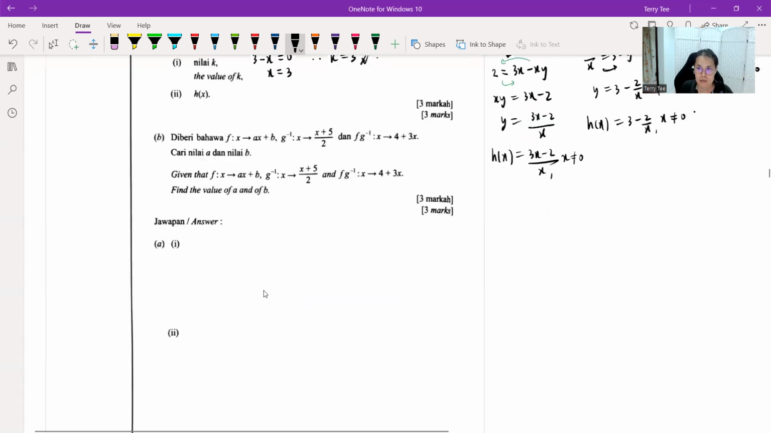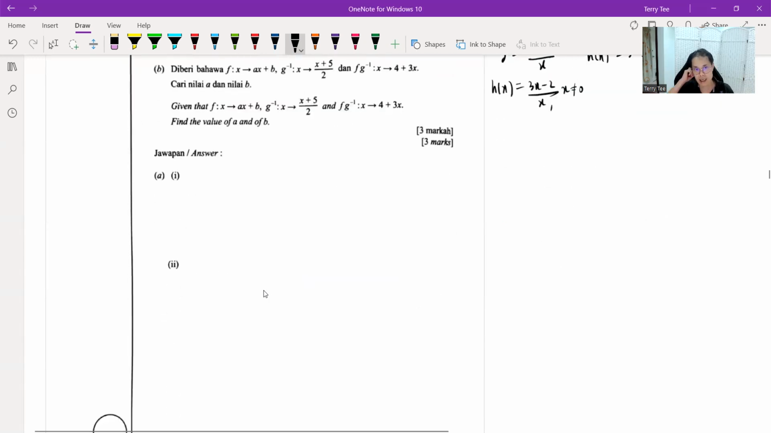All right, move on to the second part. You're given fx. This is part B. Your fx is now ax plus b, and g inverse is this. F g inverse equals 4 plus 3x. Actually, the g inverse is there to confuse you. It has nothing to do with anything, because you see, this is g inverse, this is g inverse.